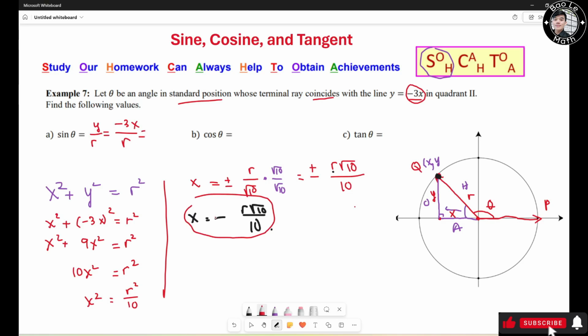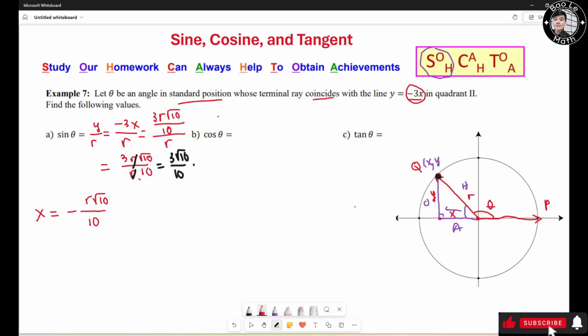So we have negative 3 times negative s right here. It's going to be positive 3, right? So it should be 3r root 10 over 10 over r, right? So this one can be written as 3r root 10 over r times 10, right? Now we're going to simplify r and r. So the answer must be 3 root 10 over 10, right?